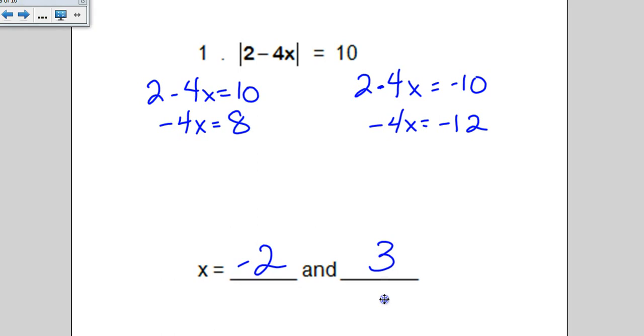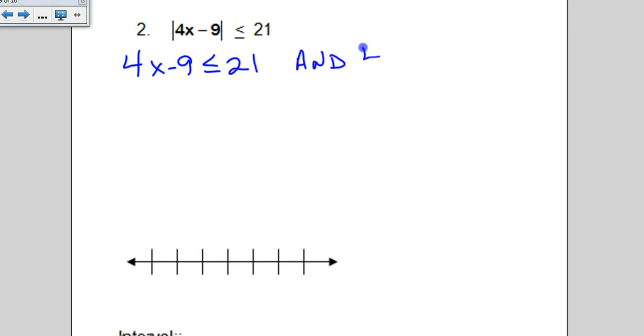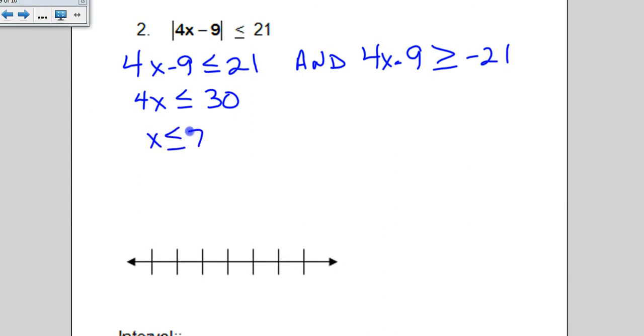There's no need for a graph because we don't have intervals when we're just solving equations. Okay, this is a less than problem, so remember these are and problems, so it's important you write down the and. So it's less than or equal to 21, and 4x minus 9 is, flip it, greater than or equal to negative 21. So I'm going to go ahead and add the 9 to both sides. And again, we have a fraction technically. I'd prefer a decimal on this problem. So x has to be less than or equal to 7.5.